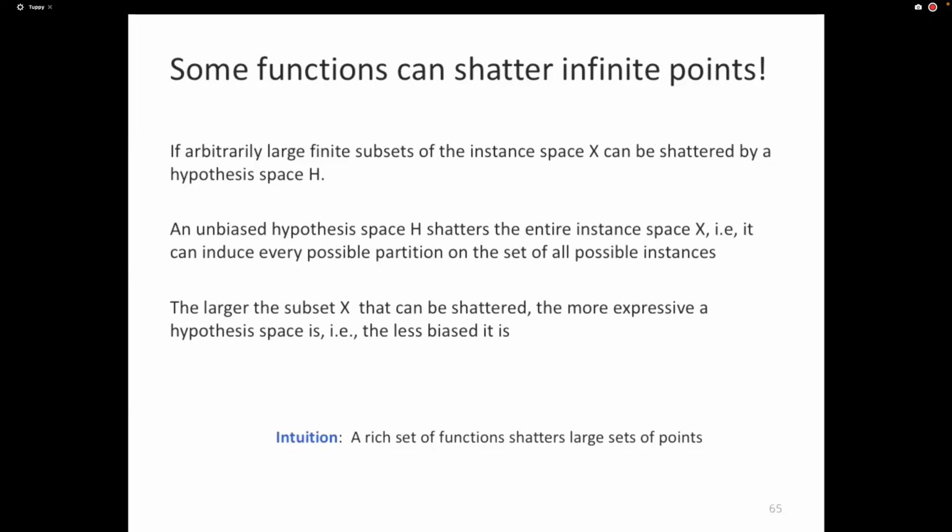So you say that some functions can shatter infinite points. Can I say that these functions would lead my models to overfit? Yes, exactly. I won't say it will, but it can lead your model to overfit, because there might be noise in the data that flips the label, and there's still a function that fits that.